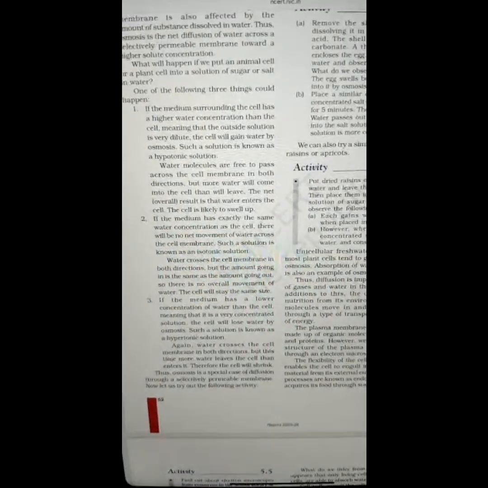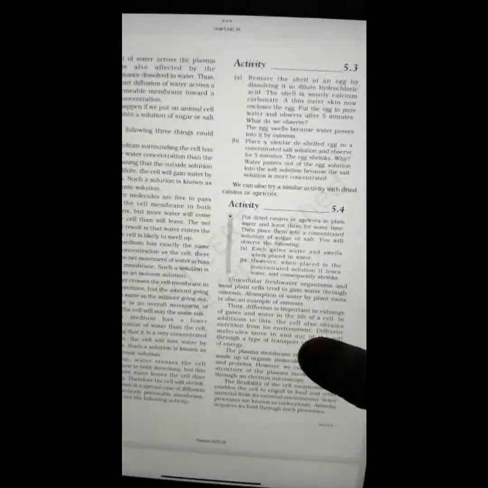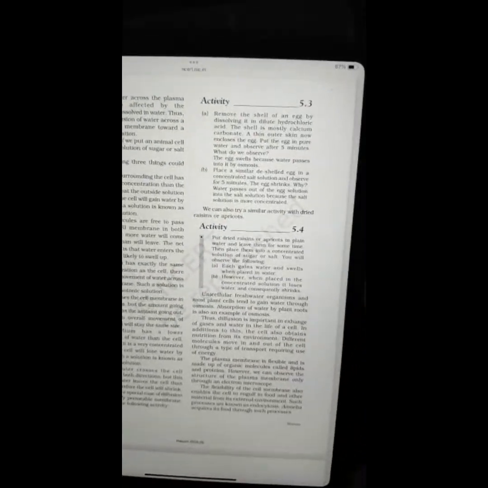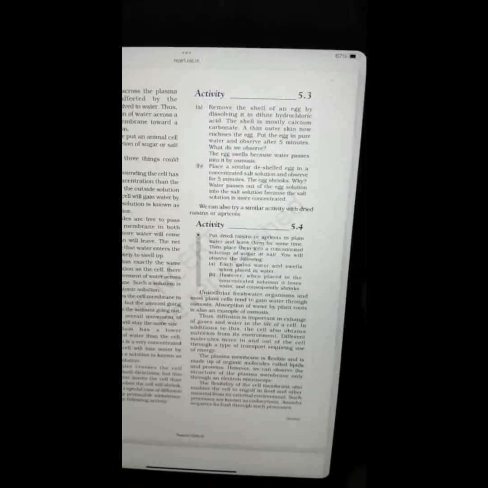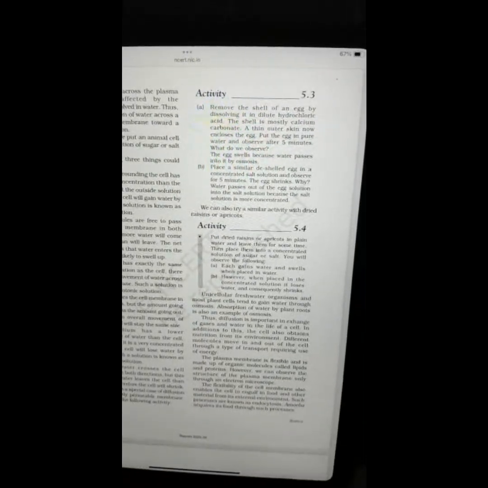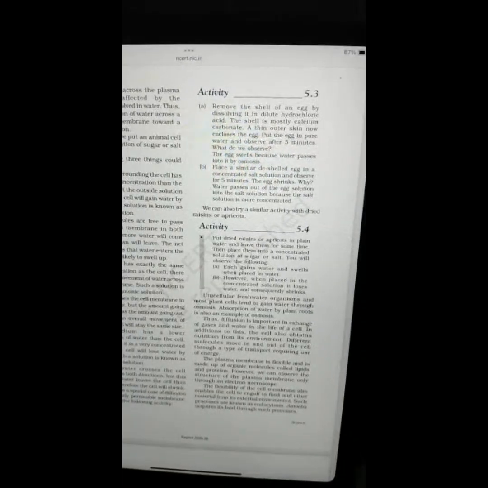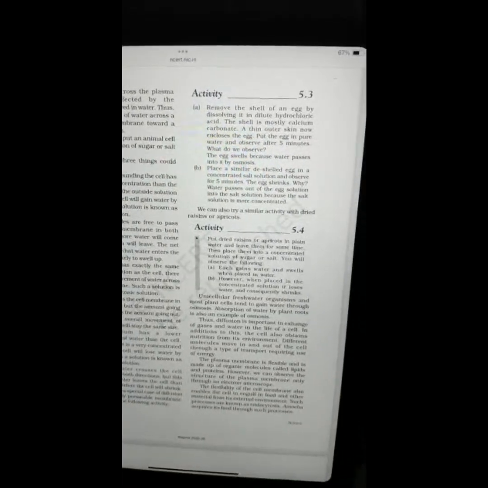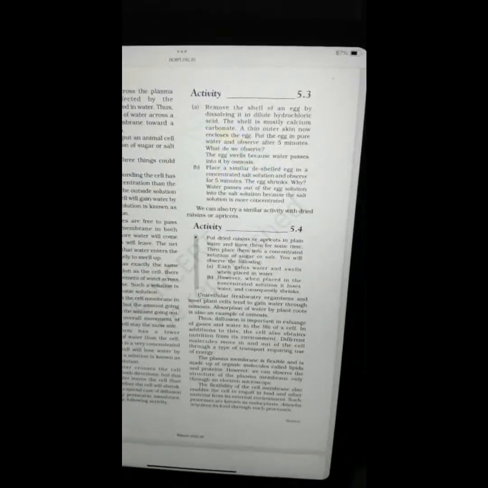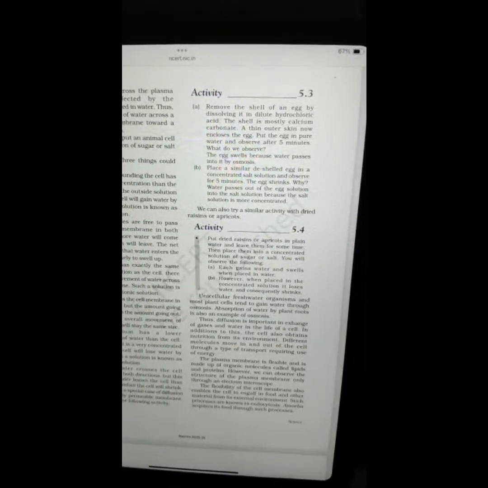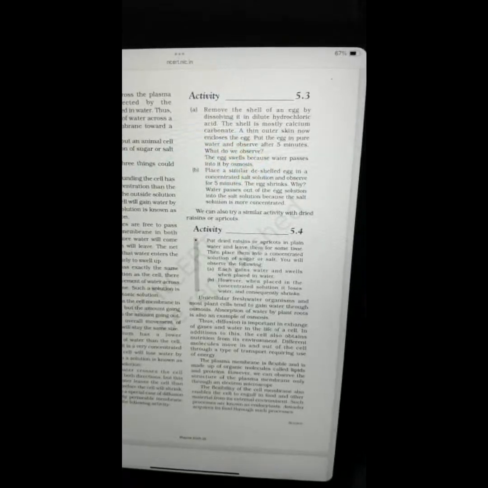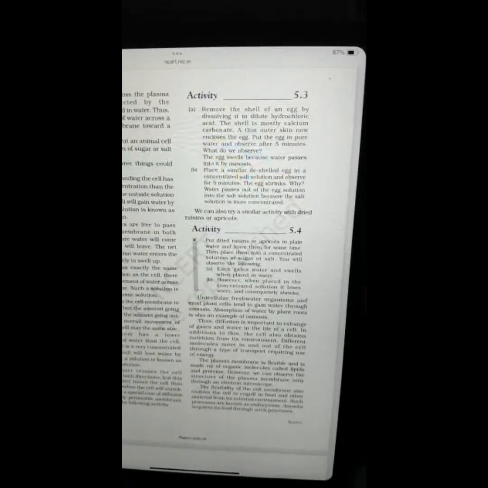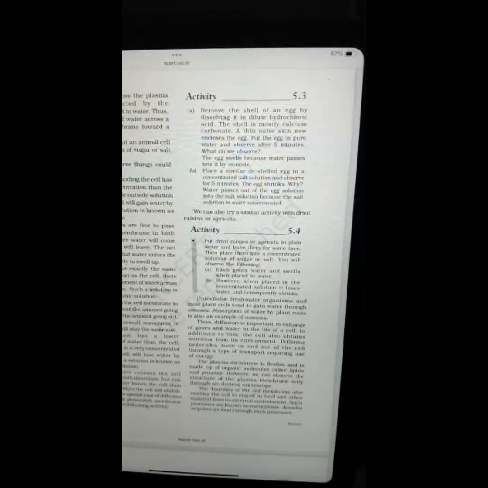Now, let us try to find out with the following activity. So, here is activity 5.3. First point is remove the shell of an egg by dissolving it in dilute hydrochloric acid. The shell is mostly calcium carbonate. A thin outer skin now encloses the egg, and the egg is put in pure water, and observe after 5 minutes. What do we observe? The egg swells because water passes into it by osmosis.